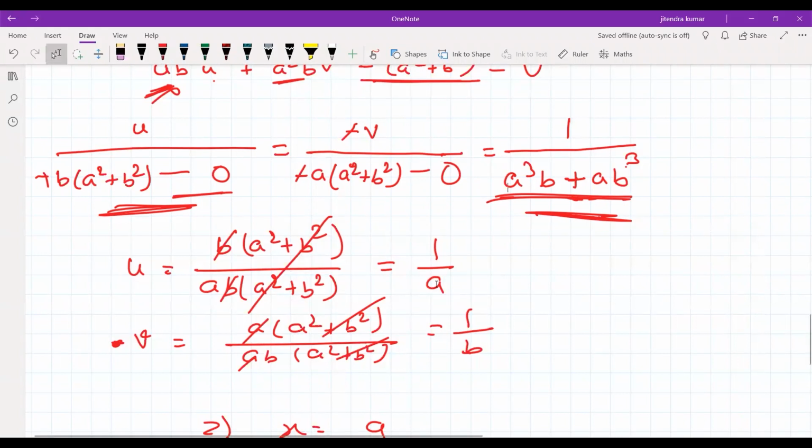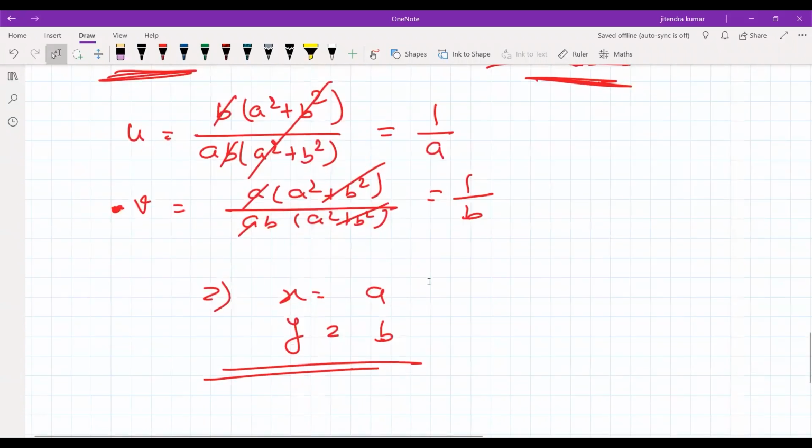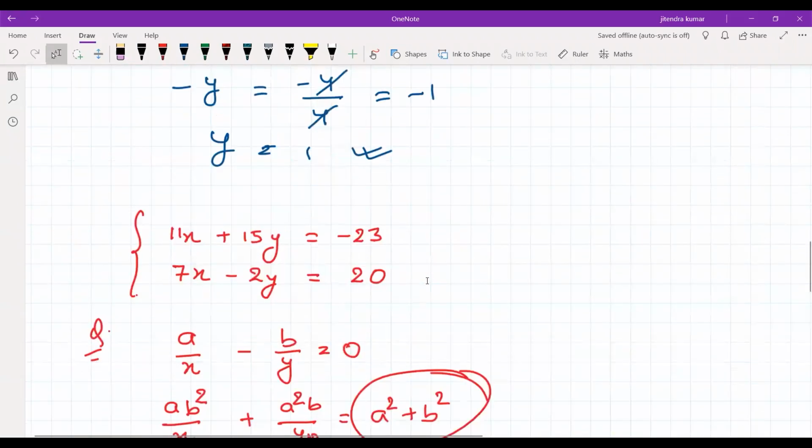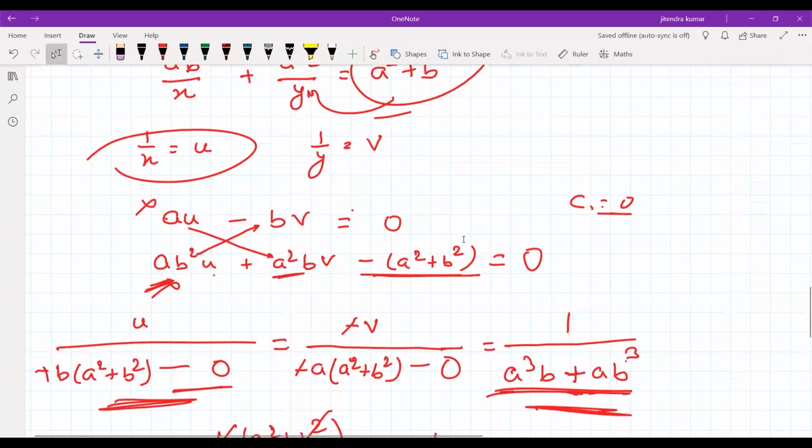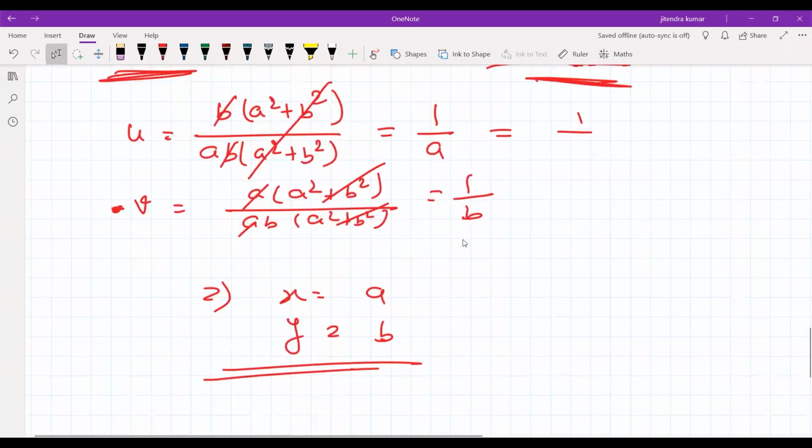Okay. So now putting the value of u, as our u was 1 by x, 1 by x is our u, it means 1 by x is equal to 1 by a. So that will give x is equal to a. Similarly, 1 by b is equal to 1 by y. So that will give us y equal to b. Okay. Yes, sir.